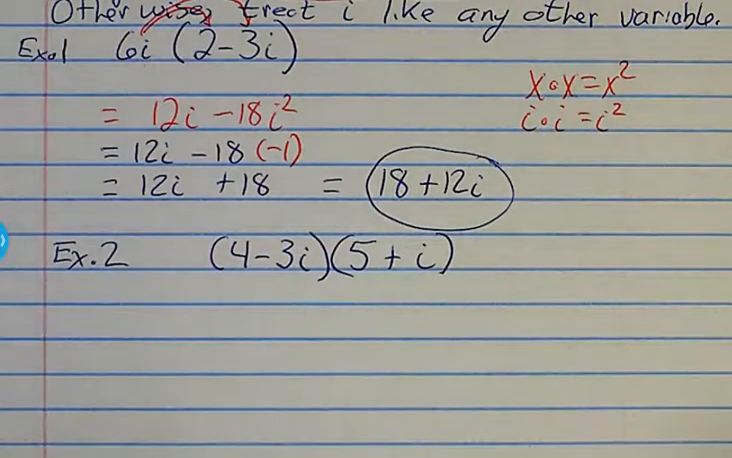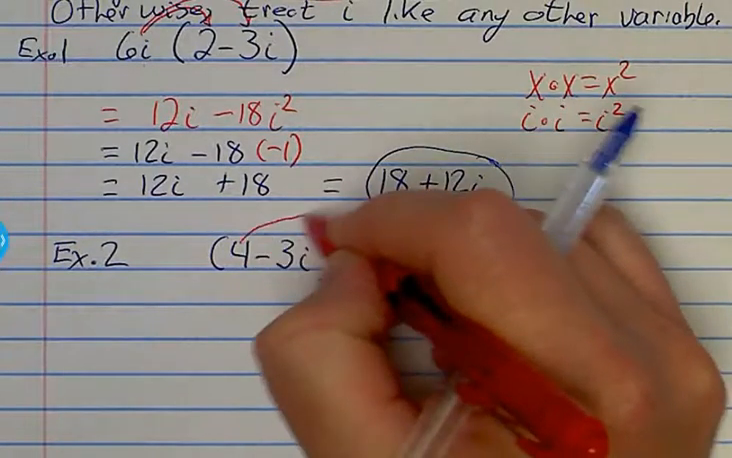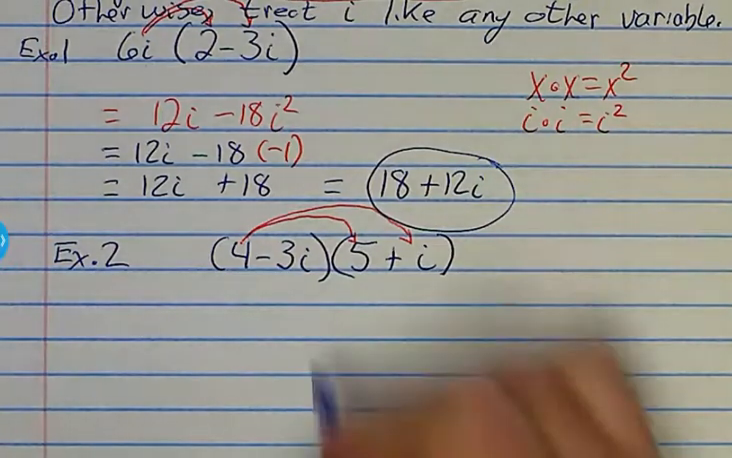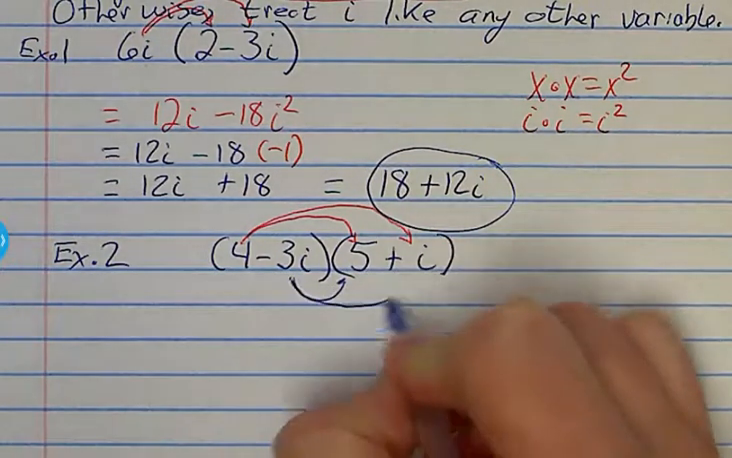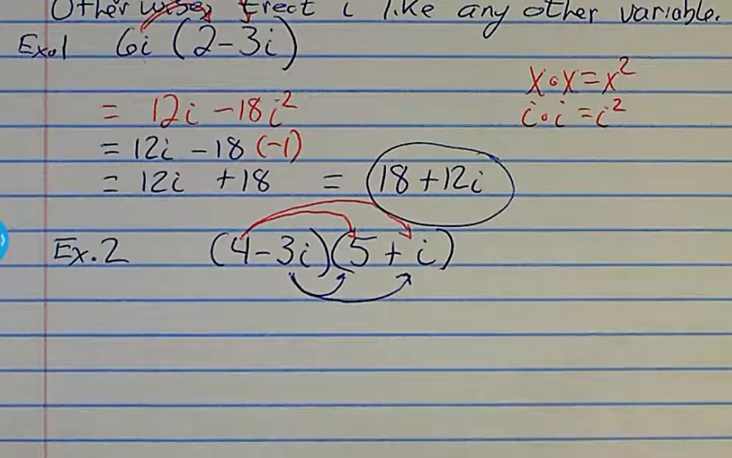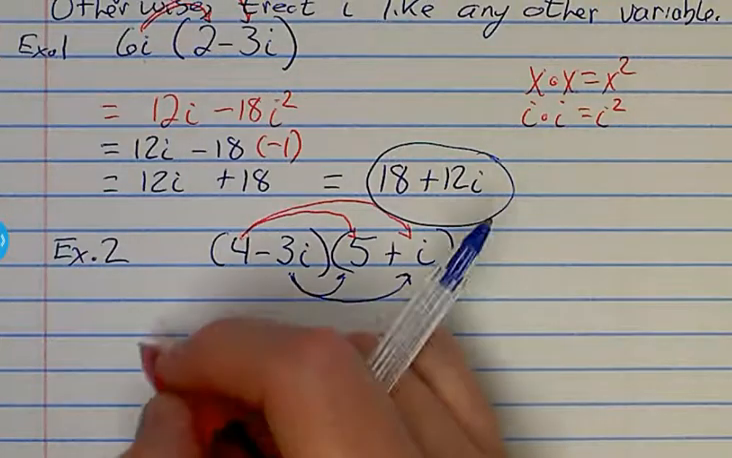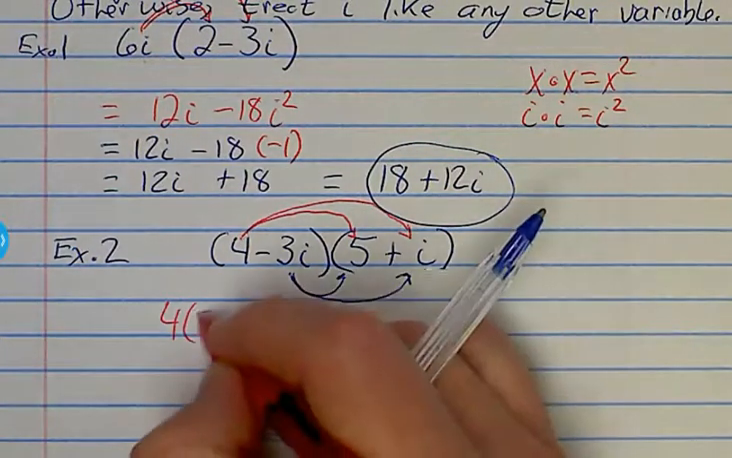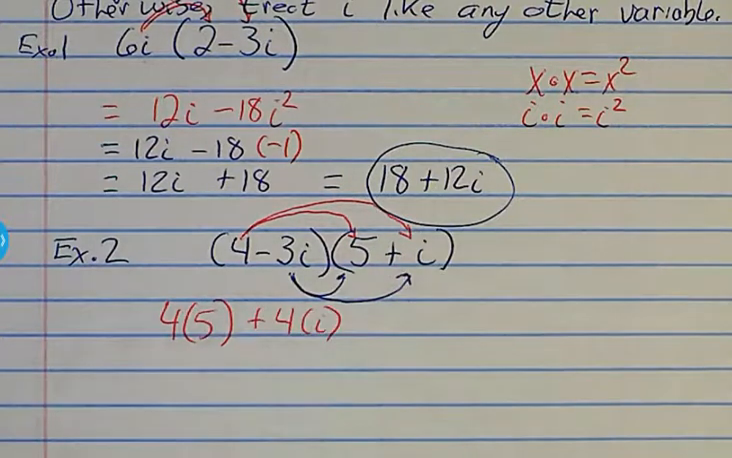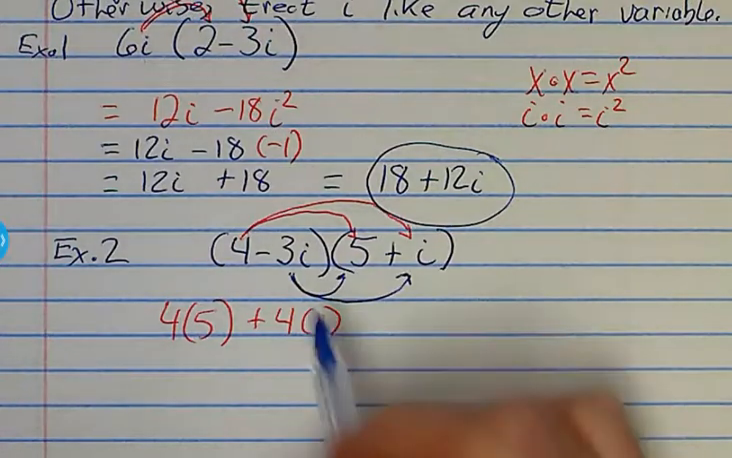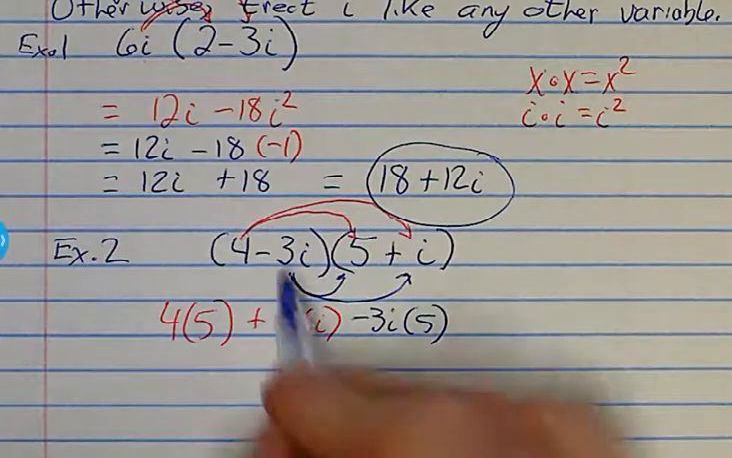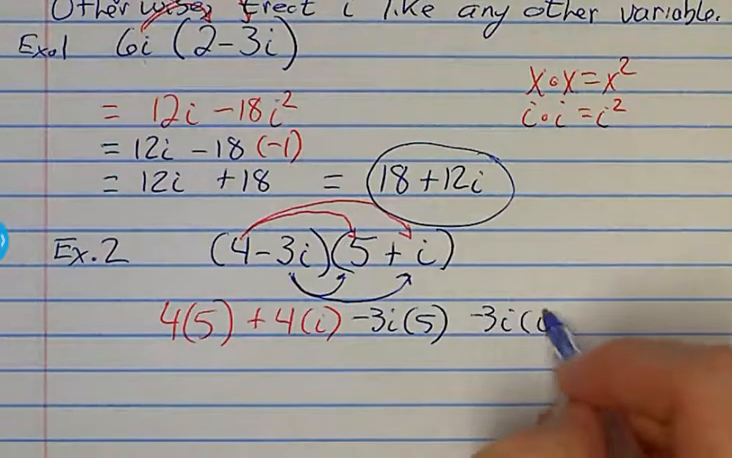And with full method, basically it's a double distributed property. You're going to do 4 times 5, and you're going to do 4 times i. Then you're going to do negative 3i times 5, and then negative 3i times i. The first time we do this, we'll leave everything written out, and then we'll put it back together. So we've got 4 times 5, and then plus 4 times i, negative 3i times 5, and then negative 3i times i.